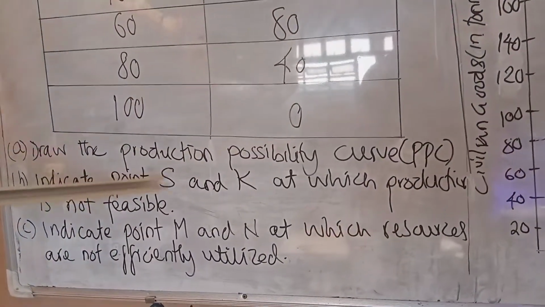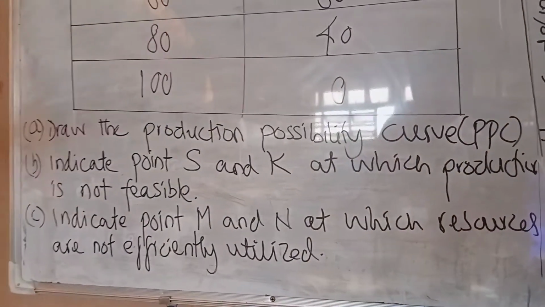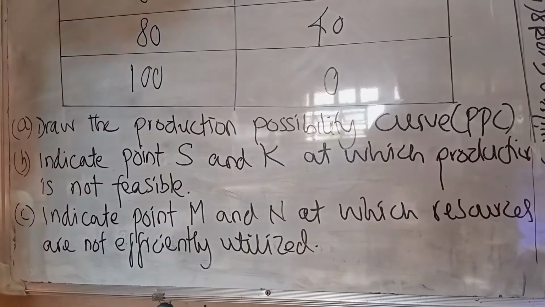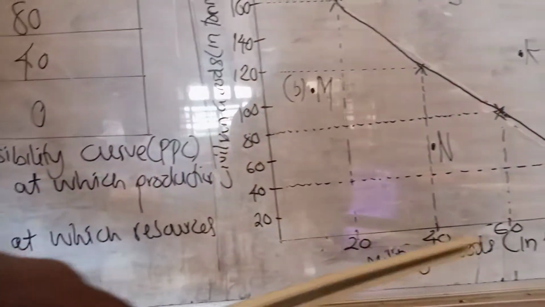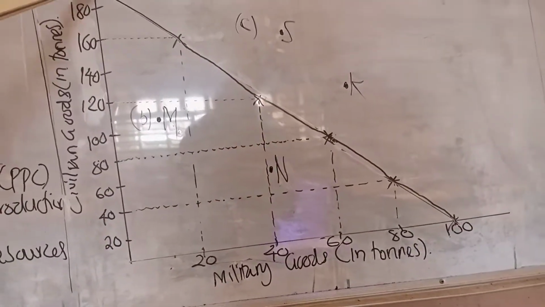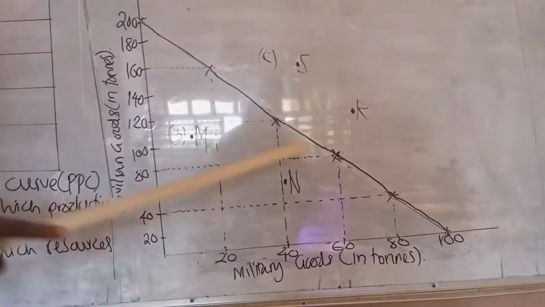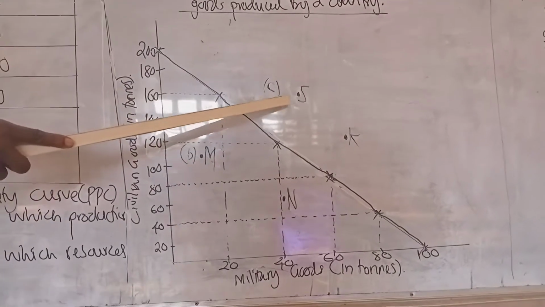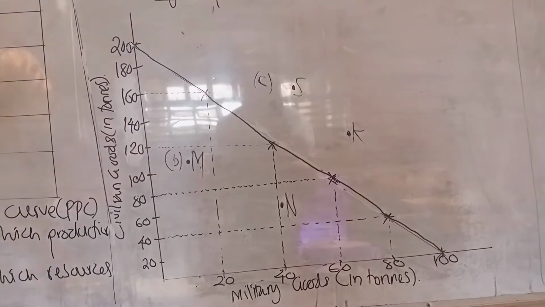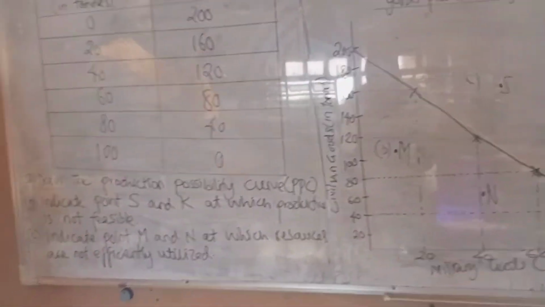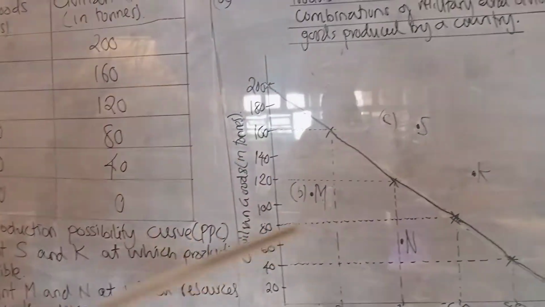B: Indicate points S and K at which production is not feasible. What do we mean by feasible? It is not attainable. It is not possible for this economy to produce at that point. Given the resources and its technology, the country can only maximize its production on this PPC. Anything above this PPC, the resources or technology cannot produce; it is not enough to produce it. So production at S and K is not feasible. You can see it here.